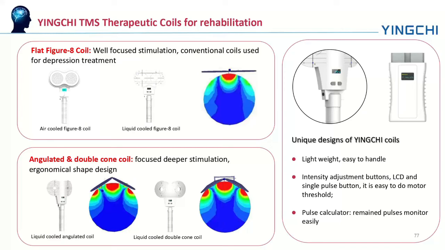And all the coils from YINGCHI have a unique design. First, they are lightweight, so they are easy to handle, and they have adjustable buttons and an LCD screen to show the percentage of the motor threshold. They also have a single pulse button, so it is easy to determine the motor threshold with these designs. And there is also a pulse counter to count the remaining pulses very easily.